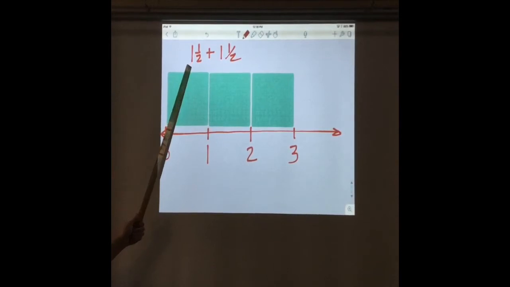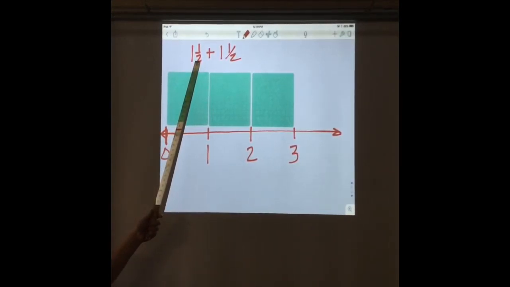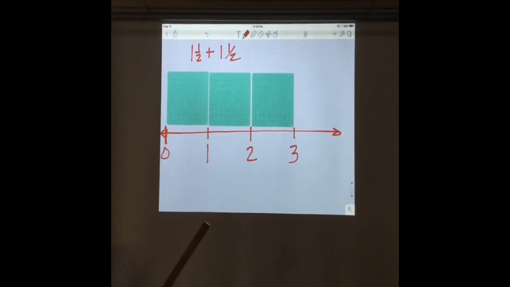It's a mixed number. The reason why we call it a mixed number is that we have a whole number or a big number mixed with a fraction. It has a whole number and a fraction together. All right, so we have 1.5. Where would that be on our number line?